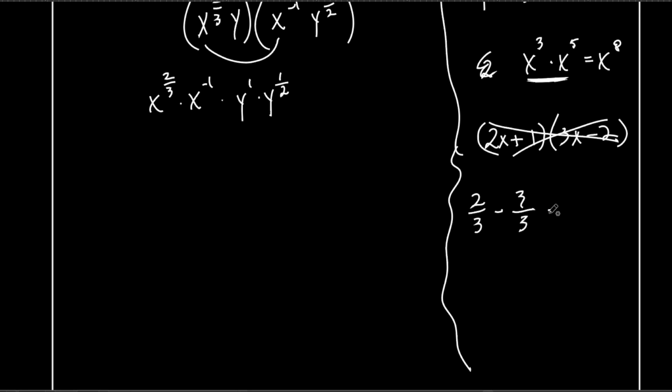Yeah? So what do you get? This is over 3. 2 minus 3 is -1. So what's my exponent to the x? It's -1/3. See that?